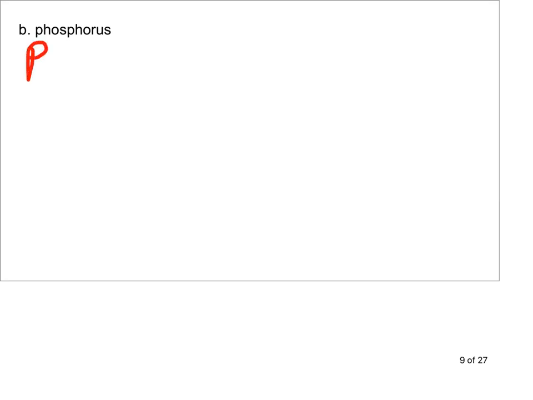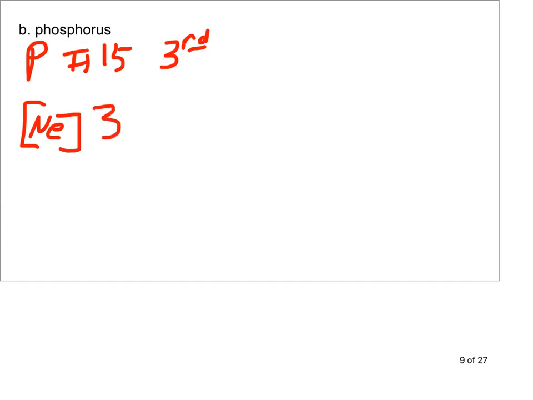Phosphorus, P, element number 15, and here we're in the third energy level. So we go to neon, the noble gas preceding, and then we go to phosphorus's row, the third row on the periodic table. We got 3s2. And through the s block, and we go over into the p block, so we're at 3p, and phosphorus is the third element in there.